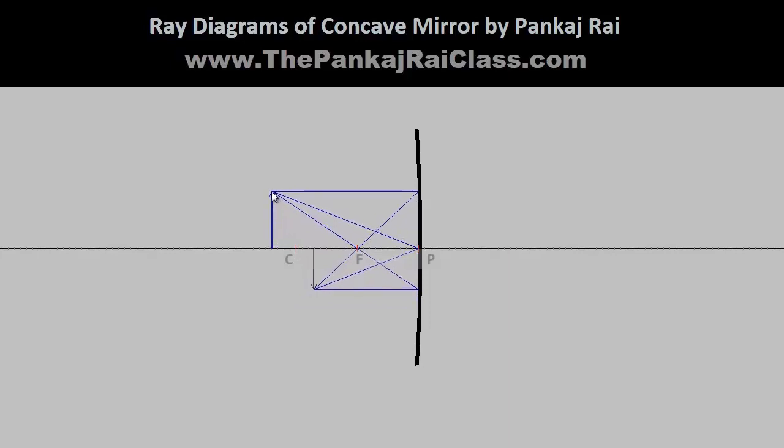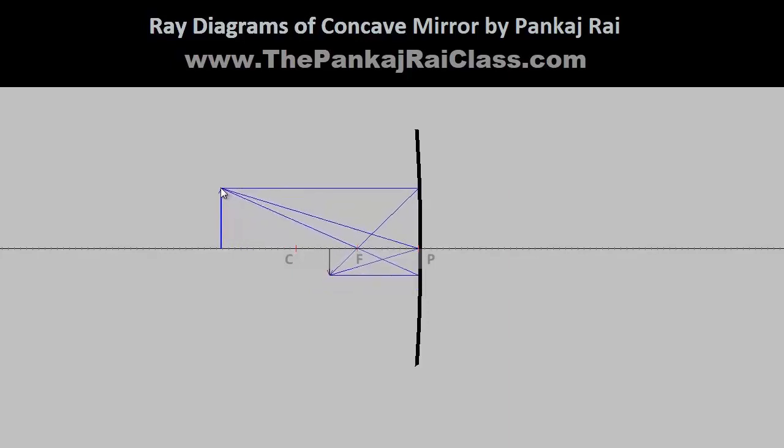If you can see, when I'm moving the object away from the center of curvature, the image is moving from the center of curvature towards the focus and gradually it is decreasing in size. So this is our second ray diagram where the object is between infinity and the center of curvature and the image is formed between the focus and the center of curvature. The image is diminished in size as compared to the object and it is real and inverted.